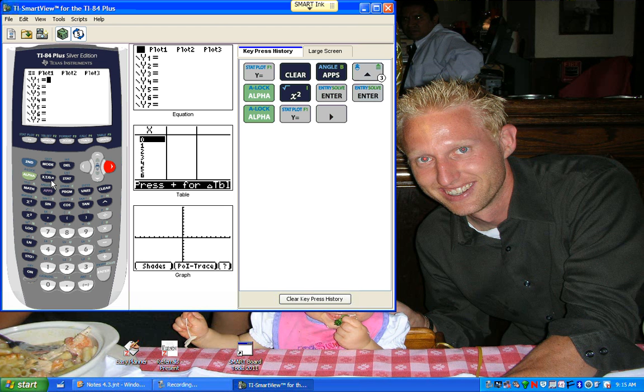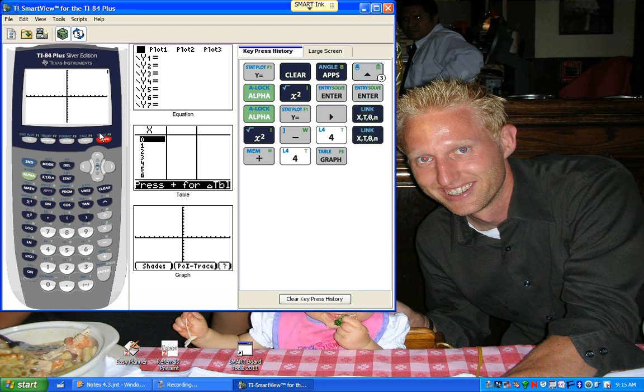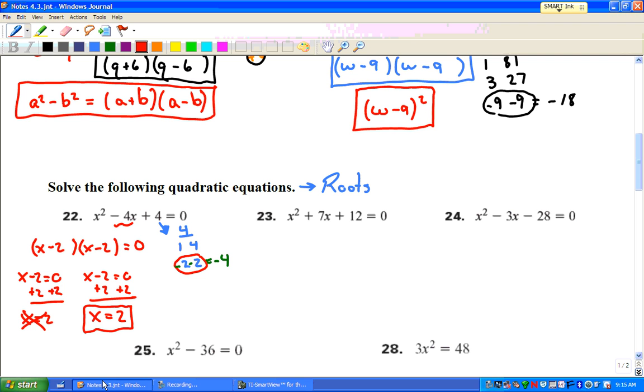We had x squared minus 4x plus 4. Let's go ahead and hit graph. And this one, you'll notice that your parabola only touches the axis at exactly one point right there. And that point is 2. Okay? So that's how you find the roots of these ones.